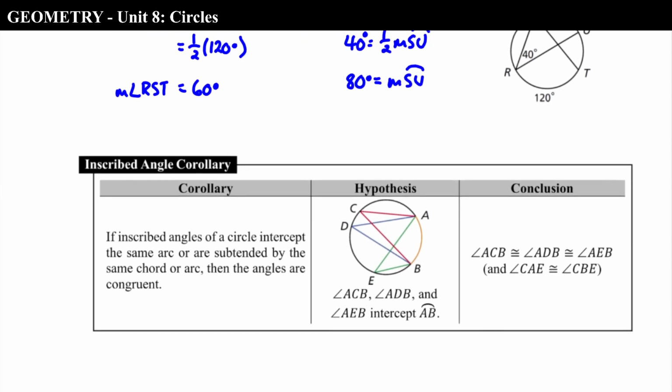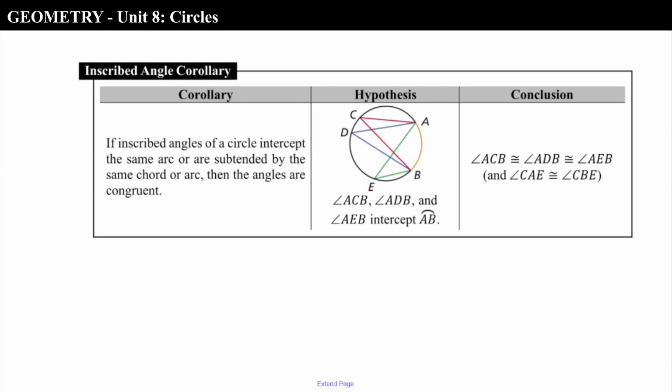Now, we have a corollary that stems off of this, and the inscribed angle corollary states that if inscribed angles of a circle intercept the same arc or are subtended by the same chord or arc, then the angles are congruent. So in other words, here we have 3 inscribed angles, ACB, ADB, and AEB. All 3 of these angles are congruent because they intercept the same arc. And so all 3 of these angles are going to be half of the measure of AB.